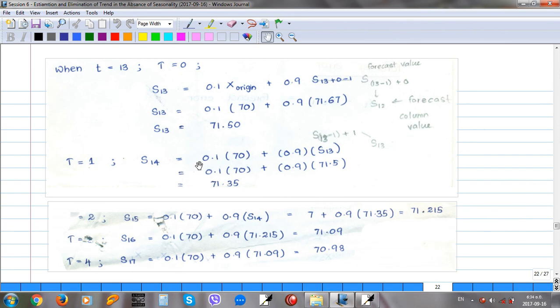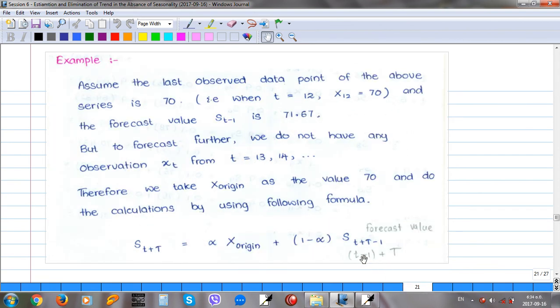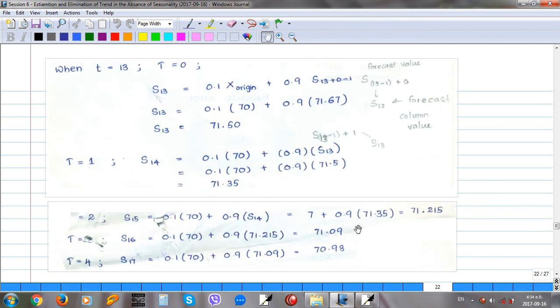Then if you need to find S14, what you have to do is, origin is not changing, that is 70. Then here, now here t plus t minus 1 plus t. If t equals 14, then what? T minus 1 is 13. 13 plus 1, right? So then t equals 1 now.